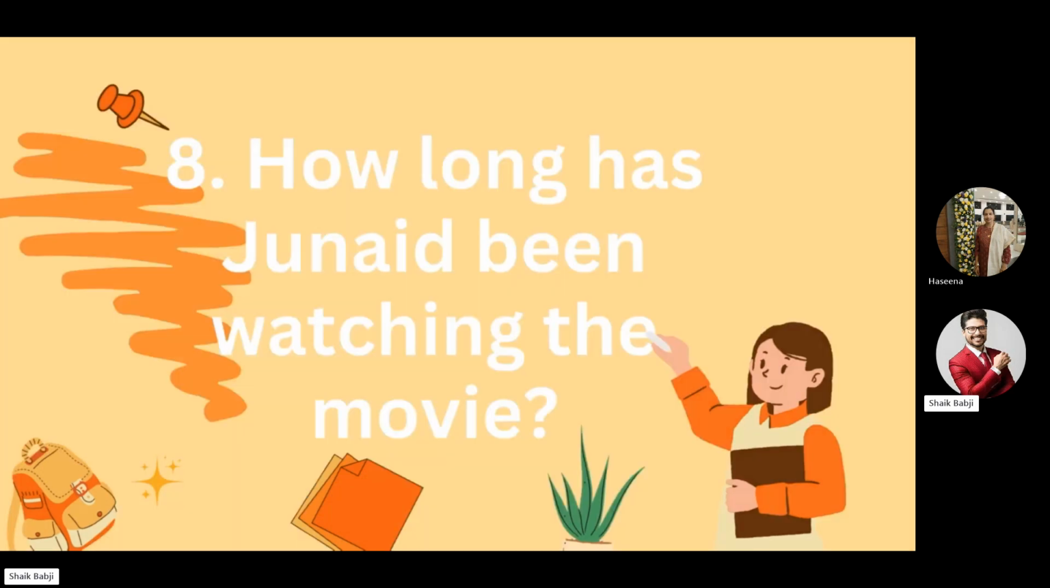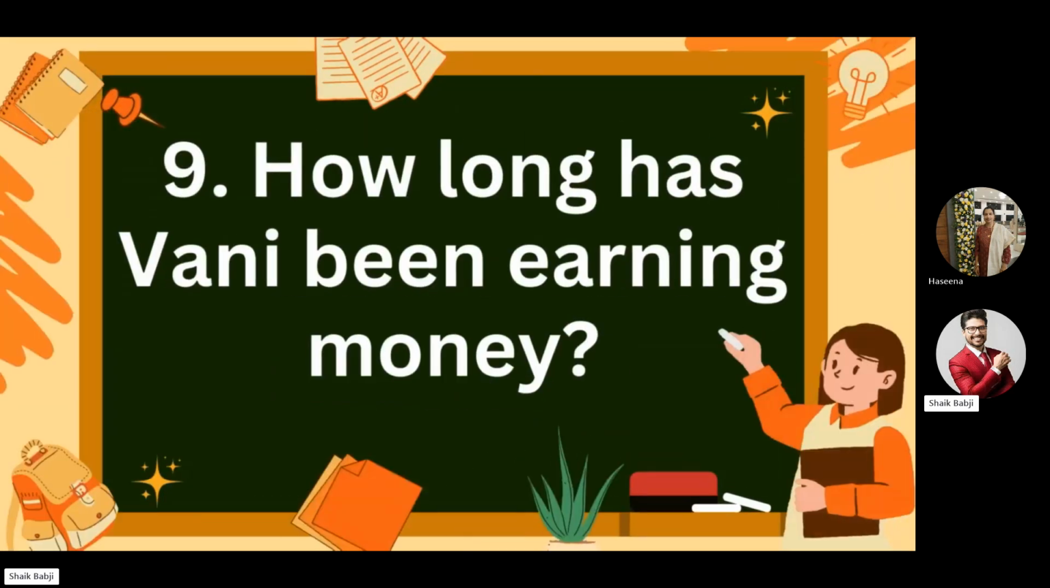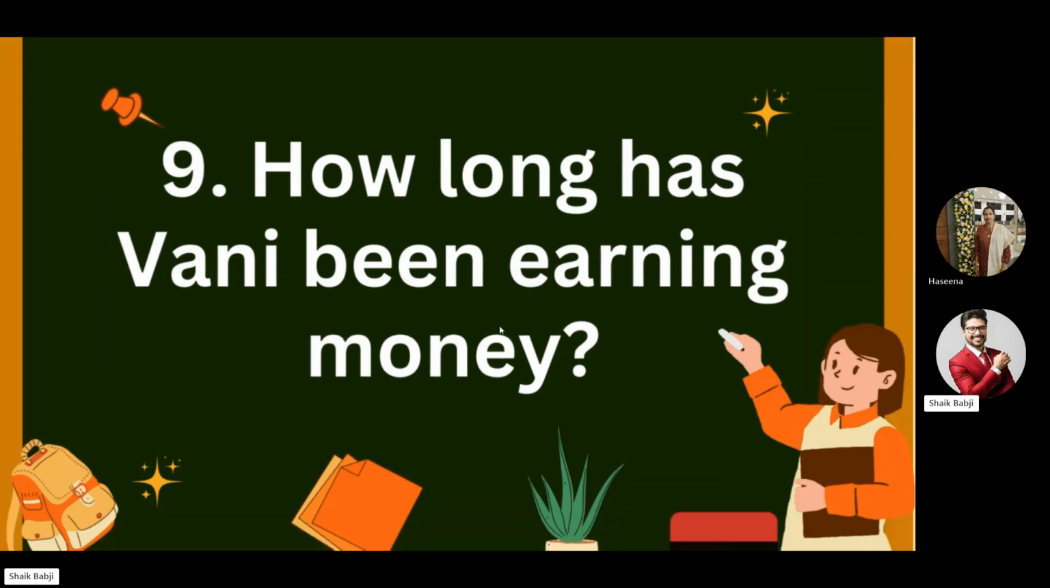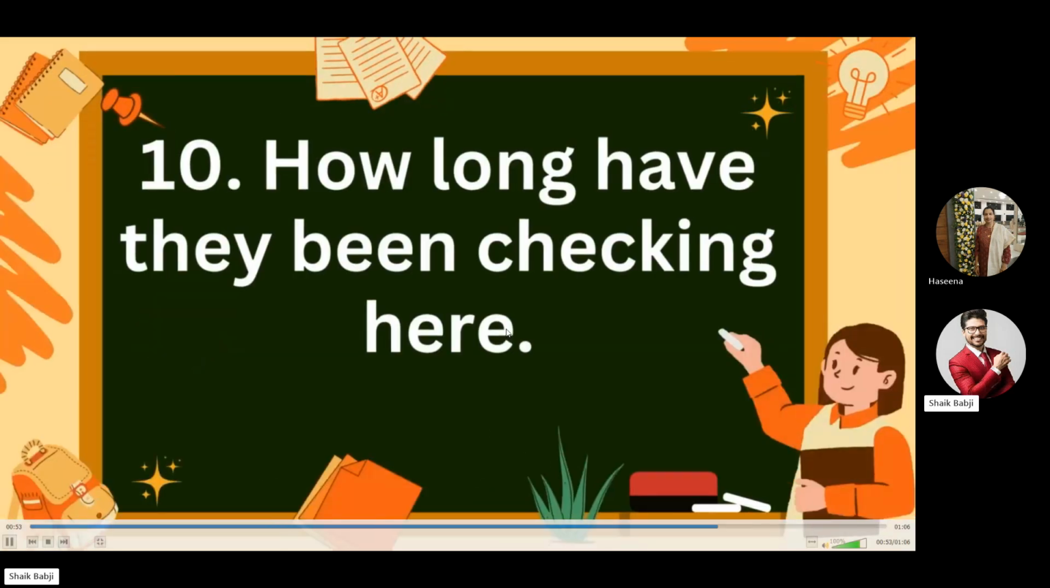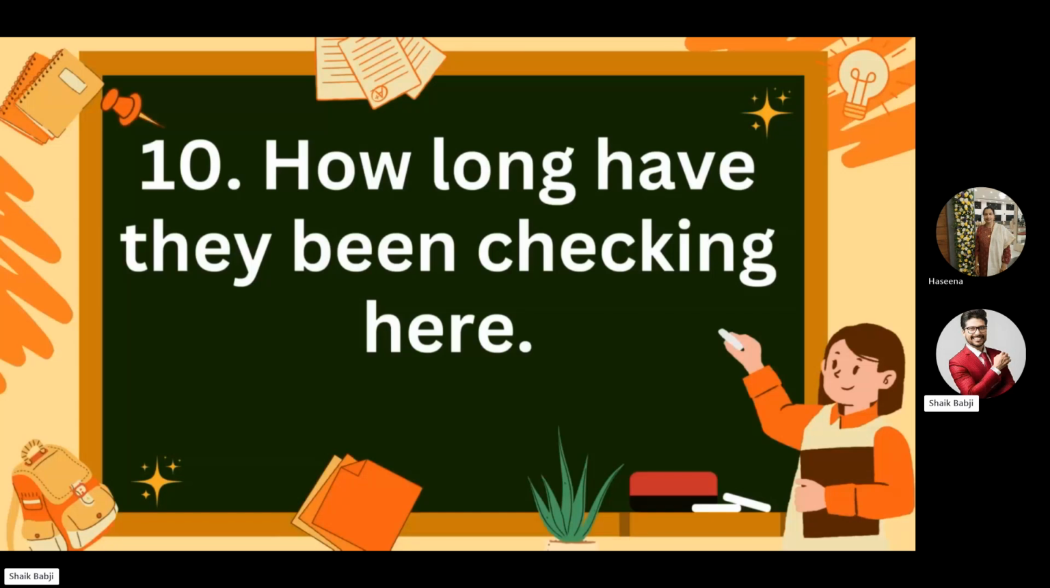Now let's see the ninth one. The ninth one is, how long has Vani been earning money? How long, I repeat, how long has Vani been earning money? Now let's see the last one, the tenth one, which is, how long have they been checking here? I repeat, how long have they been checking here?